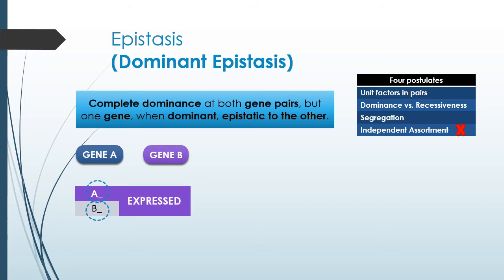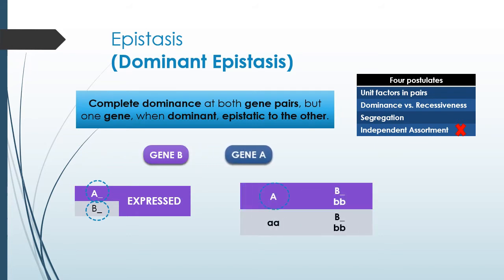But when one gene, let's say it's gene A, is dominant, it will be epistatic to the other gene. Epistasis means to stop. Hence, whenever the dominant allele for gene A is present, it will stop the expression of gene B, both dominant and recessive alleles. Gene B will only be expressed when the recessive form of gene A is present.